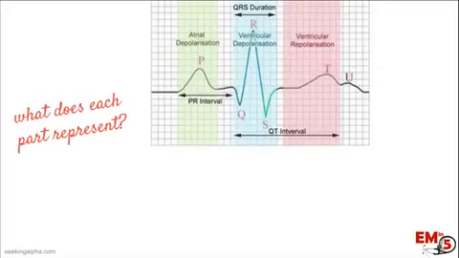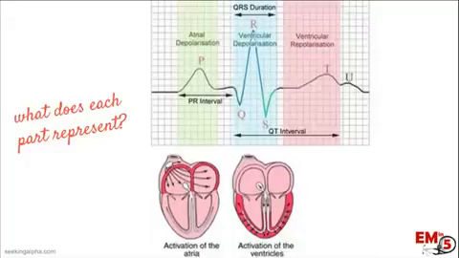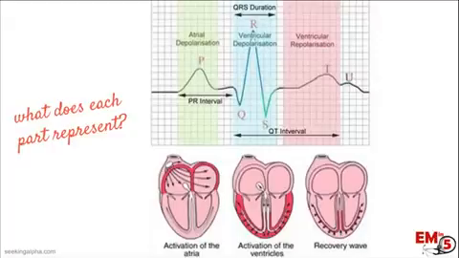Now, what does each part represent? The P wave is the atrial depolarization or activation. The QRS complex represents the ventricle part, so that's really important to differentiate. And then lastly, the T wave is the repolarization or recovery of the ventricle.